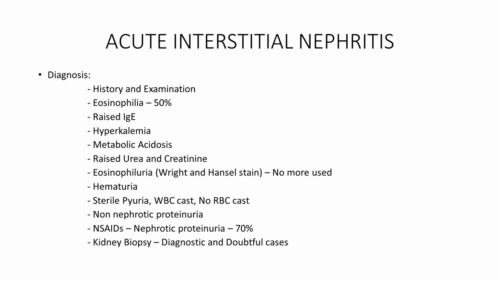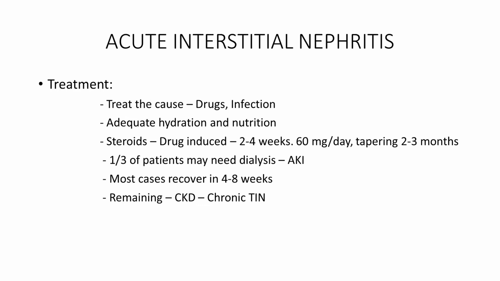Kidney biopsy is diagnostic, in which you find interstitial fibrosis and inflammation of the tubular cells. Treatment is to treat the cause: withdraw the drug which is causing it, treat the infection, and ensure hydration and nutrition. Low dose steroids are also given in patients with acute nephritis, that is 60 milligram per day with tapering. One third of the patients may need dialysis because of acute kidney injury. Most cases recover in 4 to 8 weeks, or the remainder can land up in chronic interstitial nephritis.